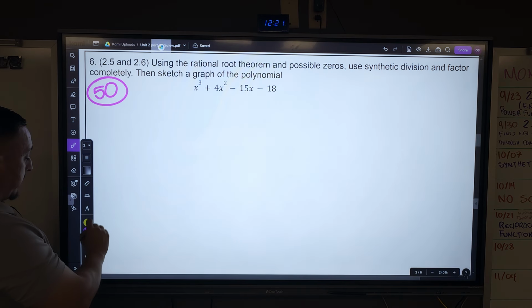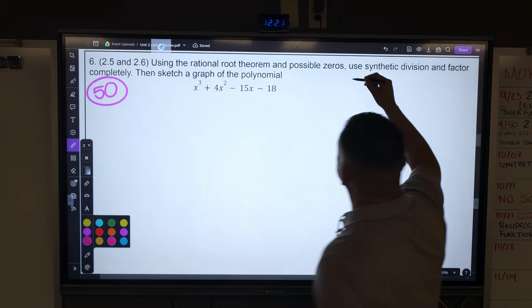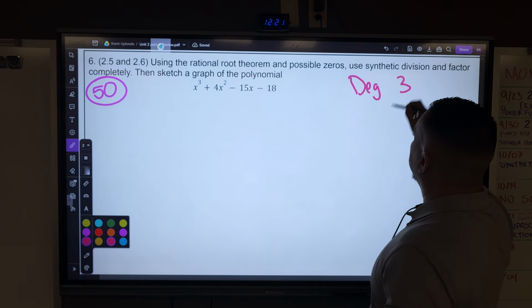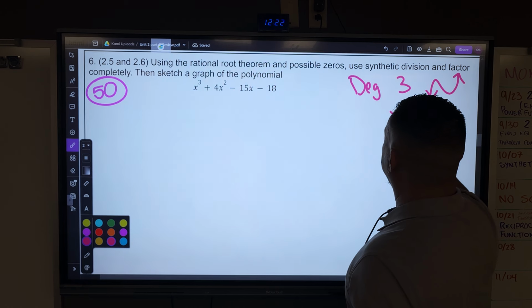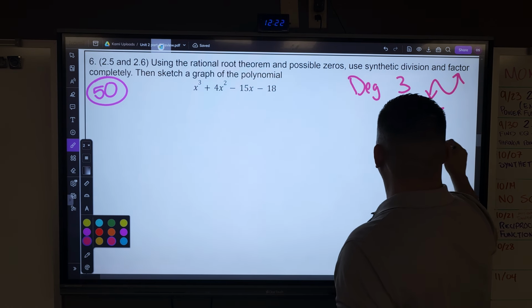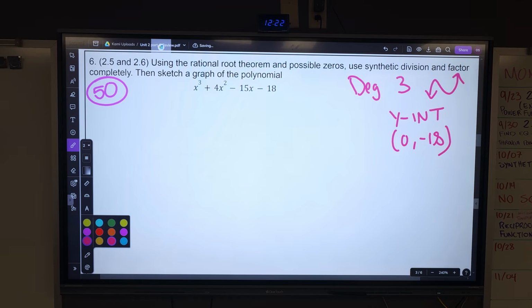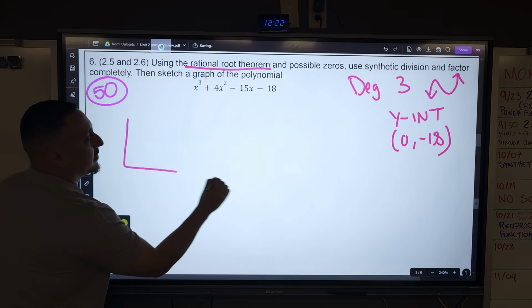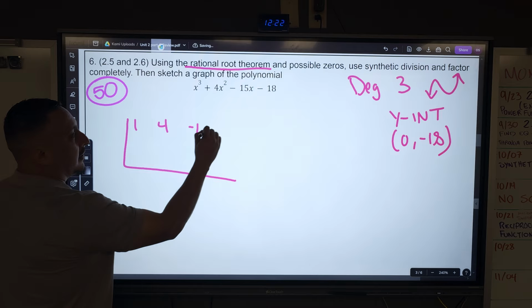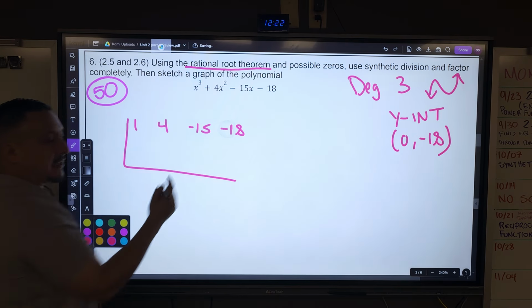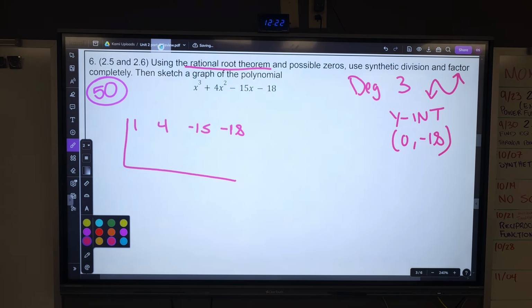Before we start, we can answer questions again. It's a degree 3, so it's positive. Y-intercept is negative 18. So I already know all that before I even start. You cannot factor by grouping this one. If they're asking you for the rational root theorem, almost for sure you can't factor by grouping. You'll get stuck. It doesn't work that way. Rational root theorem means you're going to have to do division. That's why this is so many points, because it has synthetic division inside of it. That's the only way you could do it.